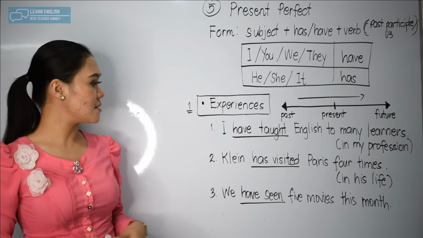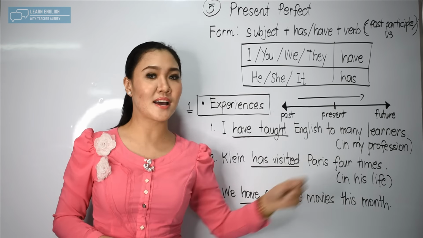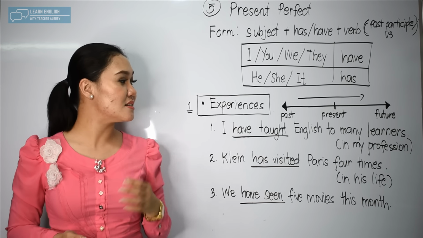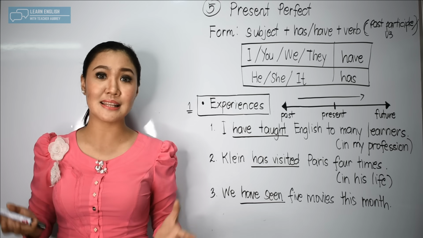Another example is, Klein has visited Paris for 4 times. It also talks about experience. Si Klein ay nakabisita sa Paris 4 na beses sa buong buhay niya in his life.